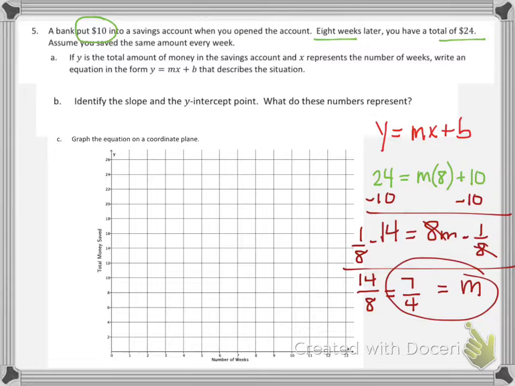And now I can write the equation. The equation would be Y equals 7/4 X plus the Y-intercept, which is the amount of money I put in to begin with, so it's plus 10. All right, so there's our equation. The slope is 7/4. The Y-intercept is 10, and I get that from my slope-intercept form.